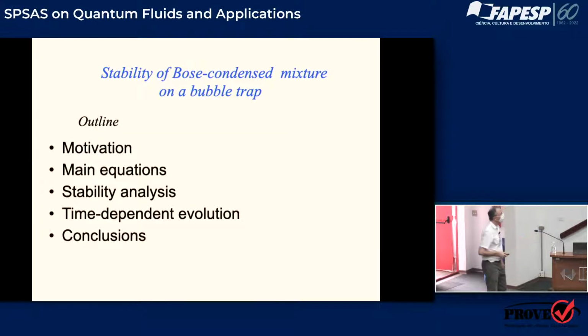Now let's go to the second part of the talk, the stability of a Bose condensed mixture in a bubble trap. First, we have motivation, the main equation, stability analysis, time-dependent evolution, and finally, conclusions.